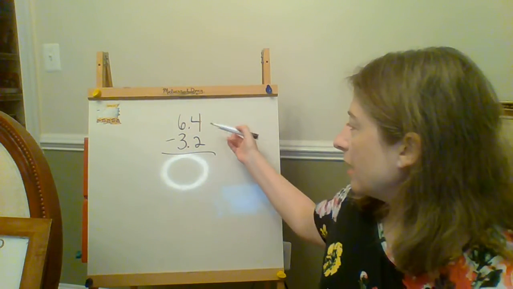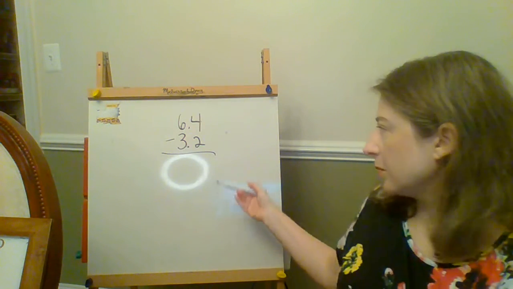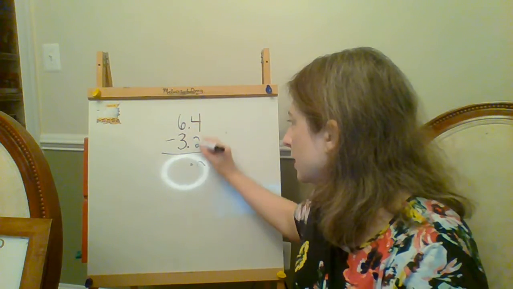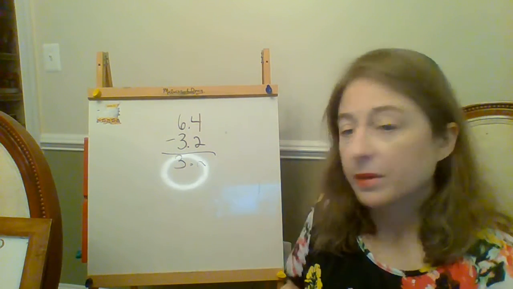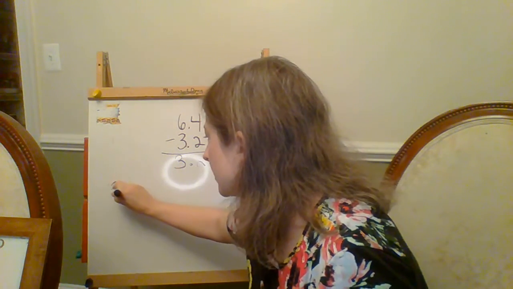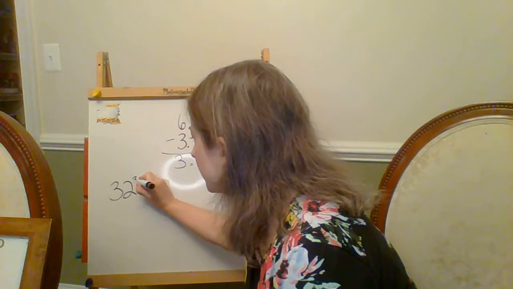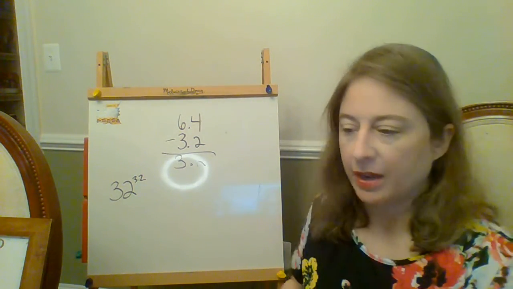So if we want to find the energy difference between a 6.4 on the Richter scale and a 3.2, we'll subtract. So 6.4 minus 3.2, 6 minus 3 is 3, 4 minus 2 is 2, so the difference is 3.2. Then I put down my base of 32, and raise it to an exponent of 3.2. For that you would basically have to have a calculator.